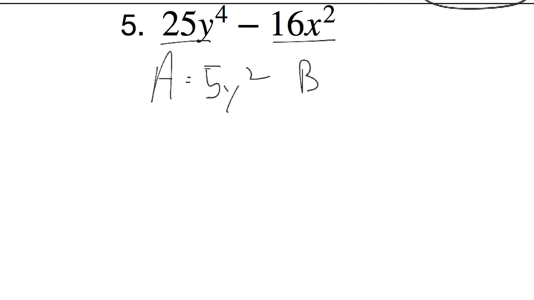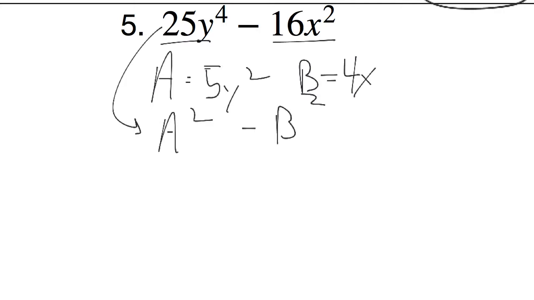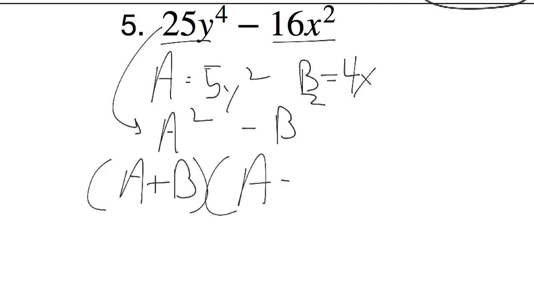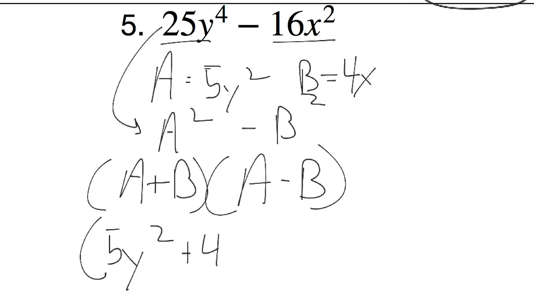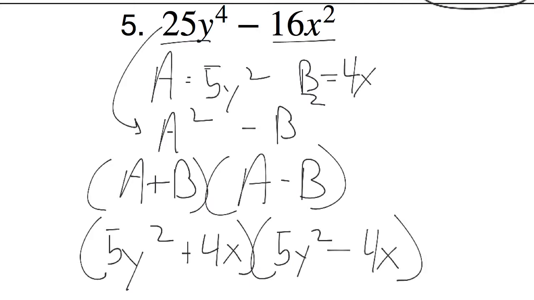And what times itself is 16x squared? That would have to be 4x. So what I really have here is a squared minus b squared, which is equal to a plus b times a minus b. And so therefore, back substituting, I know that this is 5y squared plus 4x times 5y squared minus 4x. And that's how you factor that.